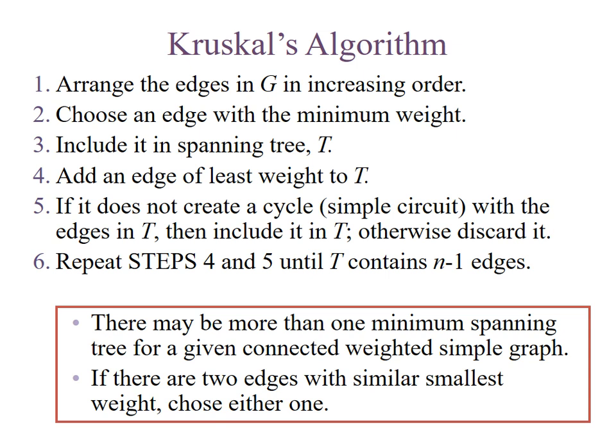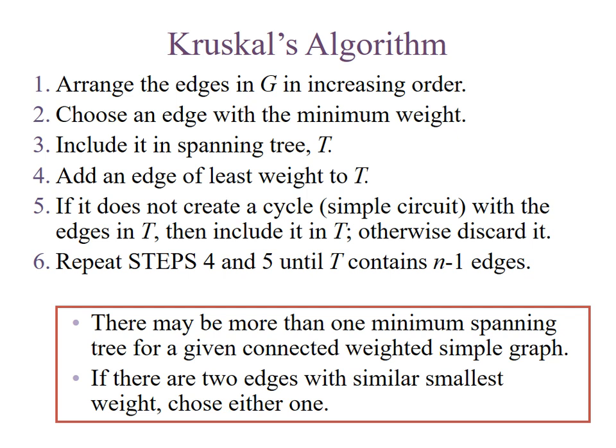We arrange all edges in the graph in increasing order, and then we choose one edge with the minimal weight, and then we insert this edge in the current spanning tree. We add the edge of the least weight to D. If it does not create a cycle, then it is an admissible edge, and we add it to D. Otherwise, we discard it and we repeat steps 4 and 5.